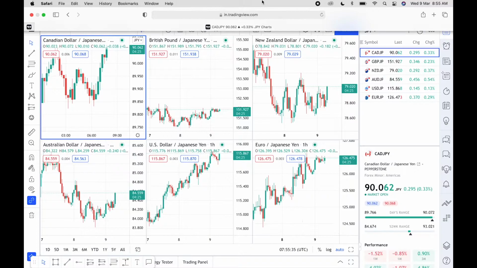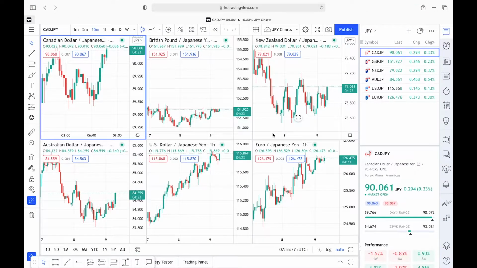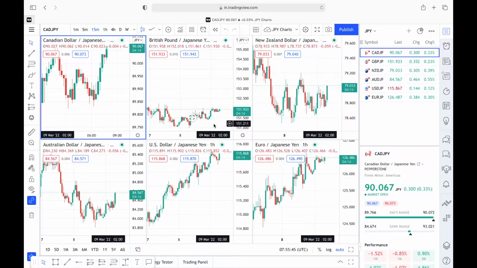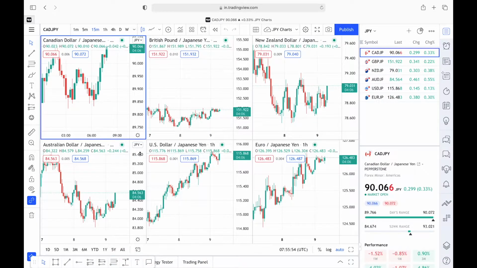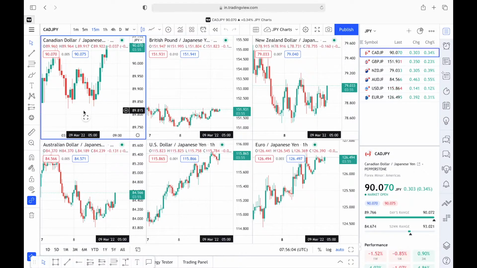Okay, welcome everyone. This is 8:55 in the morning, GMT plus one. Let's just quickly take a look at some of the technical outlook for this very day. We're going to be looking at basically JPY pairs. Currently I'm looking at CAD JPY, GBP JPY, and AUD JPY.